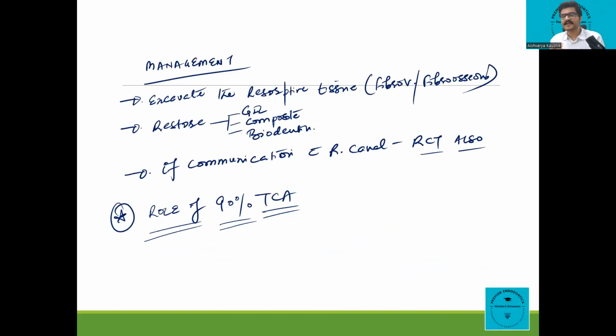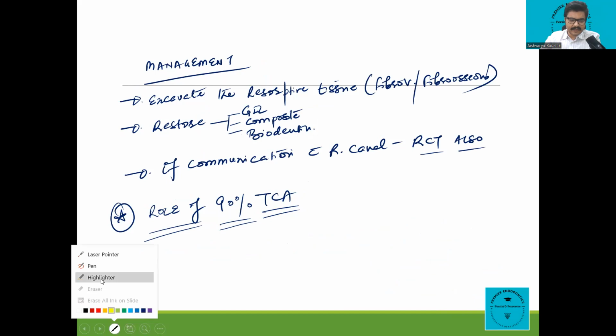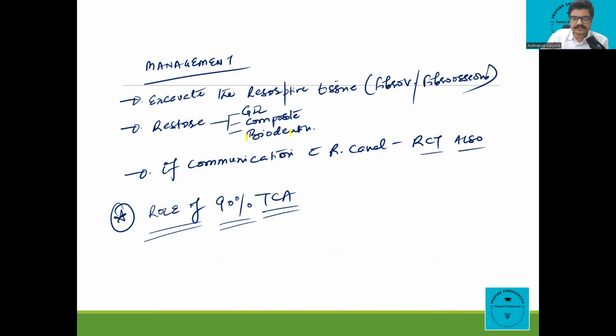What is the management? Management is excavate the resorptive tissue. This fibrovascular, fibro-osseous tissue has to be excavated. So you have to raise the mucoperiosteal flap because it's present just apical to the junctional epithelium. So raise the flap, excavate it out, and then restore it. Restore it with GIC or composite. But obviously nowadays, the material of choice would be something like Biodentine. Why? Because it's aesthetic also. At the same time, very biocompatible, very good reattachment of junctional epithelium takes place on its surface. So that becomes the material of choice, better than GIC and composite.